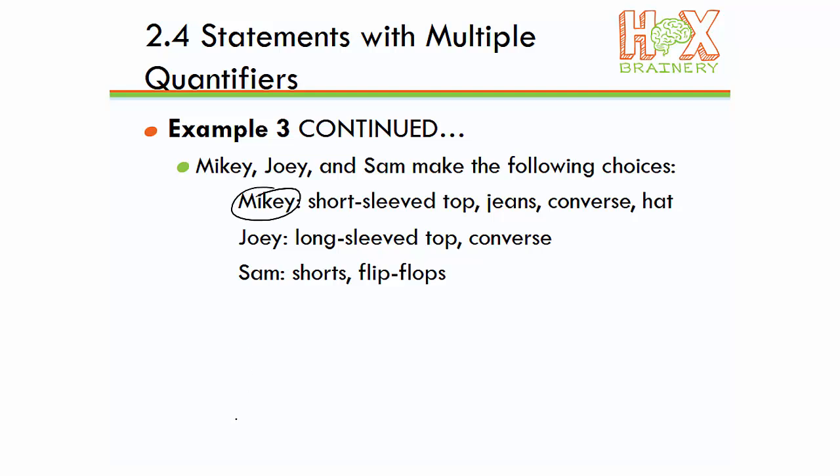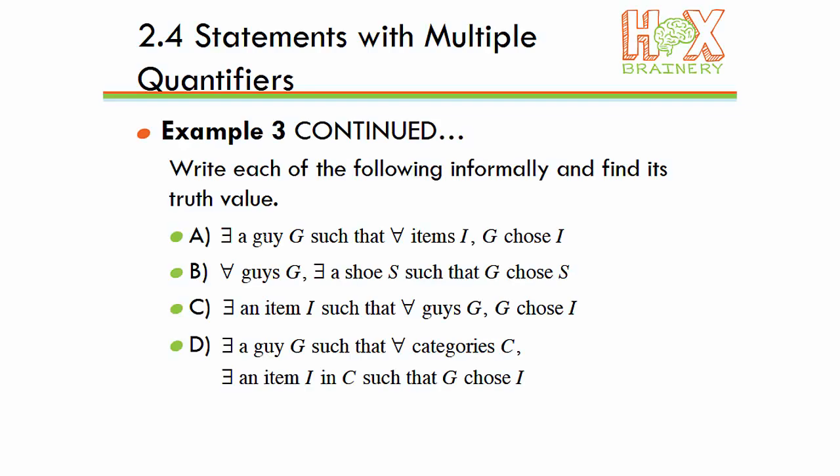Mikey here, he has short sleeve top, jeans, Converse, and a hat. Joey here, he has a long sleeve top, Converse. I forgot to put pants on him. And then Sam has shorts and flip-flops. Don't worry about Joey. So what we're going to do is rewrite each of these formal statements informally and then figure out the truth value. So we're going to write each of the following informally and find its truth value.